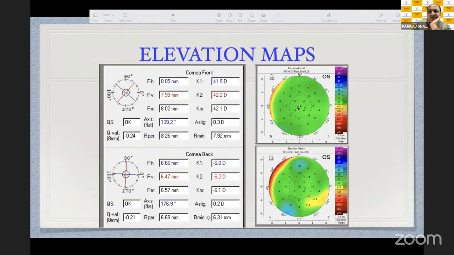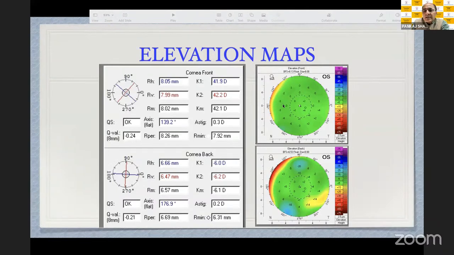So here comes the first elevation map, this is with the Pentacam. As you can see, this is K1 and K2, and this is the radius of curvature of horizontal and vertical, or you can call it the flat or the steep. This is the axis. The first axis is of the first value. This is the astigmatism, the difference between K1 and K2. This is the Km, the mean of these two. This is the Q value. So everything is very clear in this.